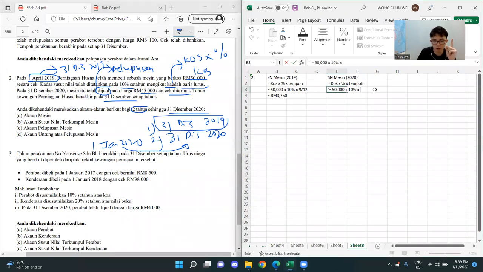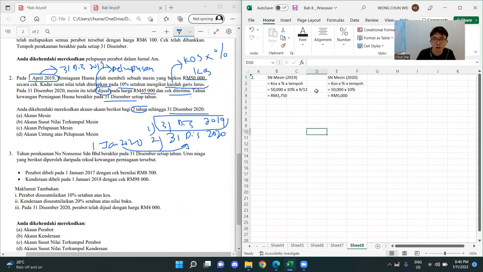All right, so if it is a satu tahun, you can either write times one, okay? Because one is also equals to 12 over 12, because from January, February, and so on, sampai December is 12 months. If you don't want, because times one is equals to times nothing also, so you can write straight away times 10. Boleh juga. All right. So here I'll just straight away use 50,000 times 10%. You get 5,000 for the one whole year.